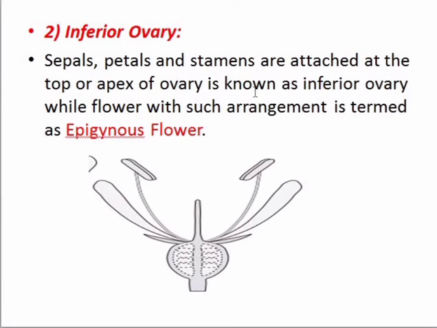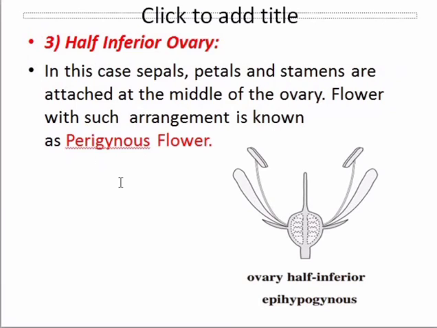Inferior ovary: sepals, petals, and stamens are attached at the top or apex of the ovary, which is known as inferior ovary. In this case, the sepals, petals, and stamens are present at the top or apex of the ovary. So it is inferior, meaning below the other flower parts. Such a flower is known as epigynous flower. Now what is meant by epigynous flower? If we look into the structure, the other floral parts are present above. Epi means above the gynous, meaning above the female reproductive part or above the carpel. So such flowers are known as epigynous flower.